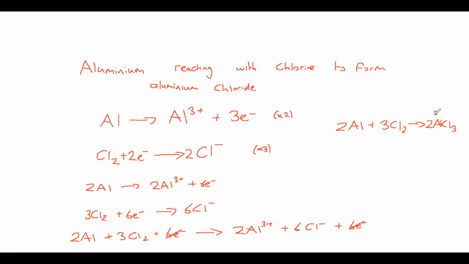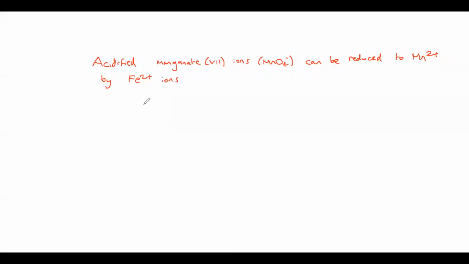Our aluminium would have a 3+ oxidation state. Our chlorines would each have 1-, going to -3 overall. So this balances out. It may not always be obvious what's going on. Our previous examples were quite simple. All we had to do was balance our electrons. But now we're given a case where it's not just balancing electrons. We're going to see how we add water and add H+ ions to help balance things out before we can then balance our electrons. So we have acidified manganate(VII) ions, MnO4-, being reduced to Mn2+ by Fe2+ ions.